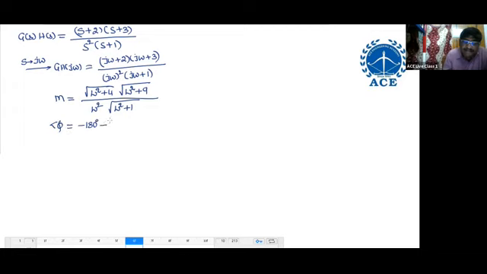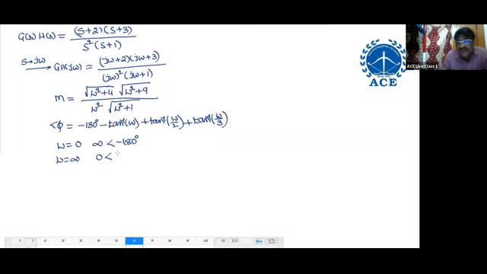Phase: minus 180, minus tan inverse ω, plus tan inverse ω/2, plus tan inverse ω/3. Tell me, omega 0: magnitude infinity, phase angle minus 180. Omega infinity: magnitude 0. Tell me, what will you get?